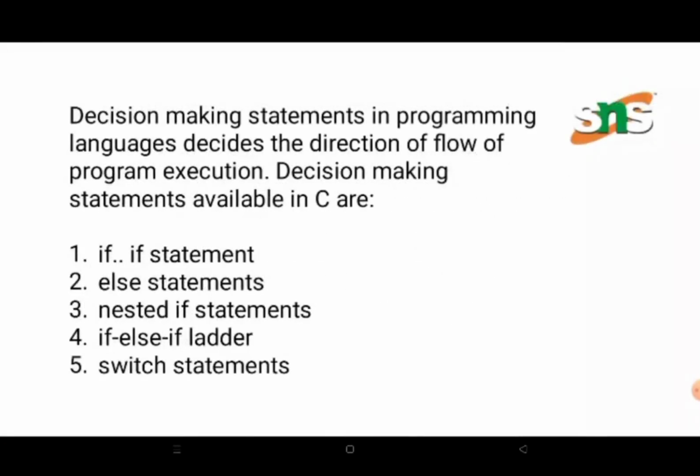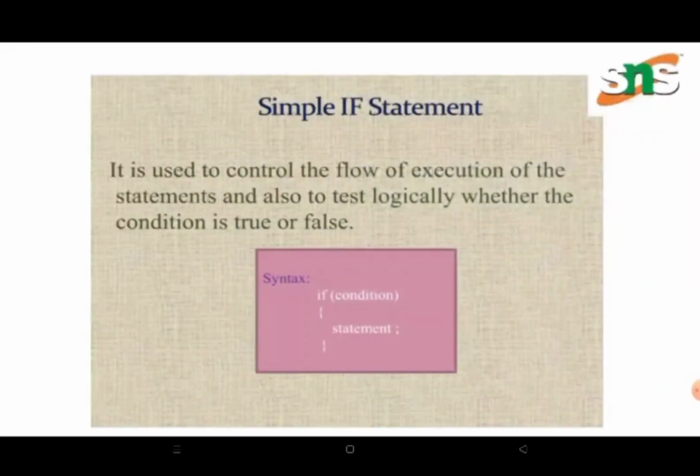So decision making statements in programming languages decide the direction of flow of program execution. They are classified into if statement, else statement, nested if statements, if else if ladder, and switch statements. In this presentation, we will see them one by one. So the first one is the if statement, the simple if statement. It is used to control the flow of execution.